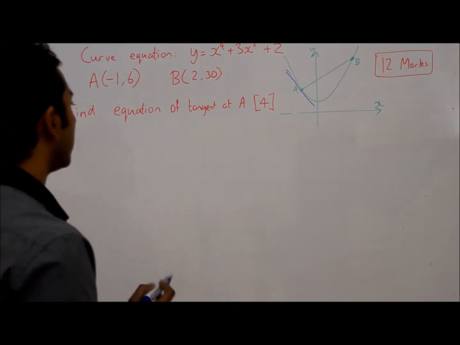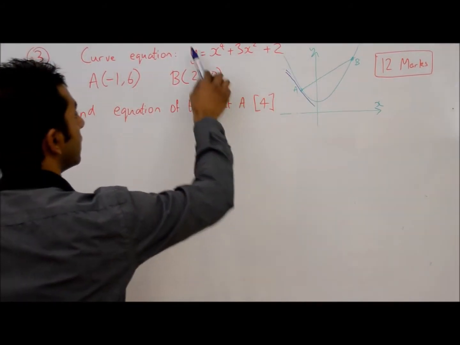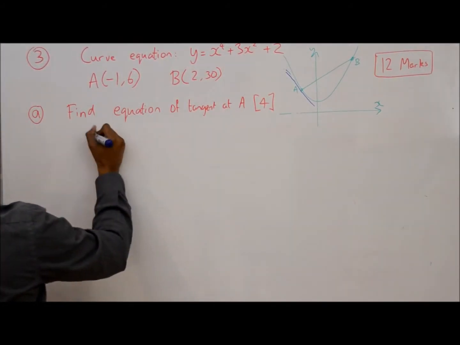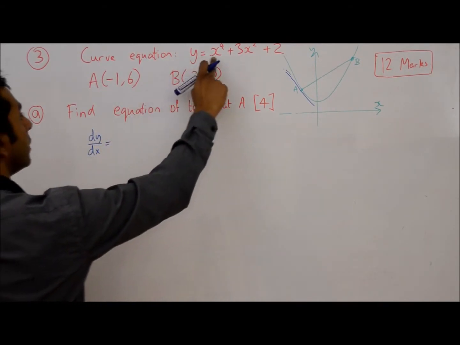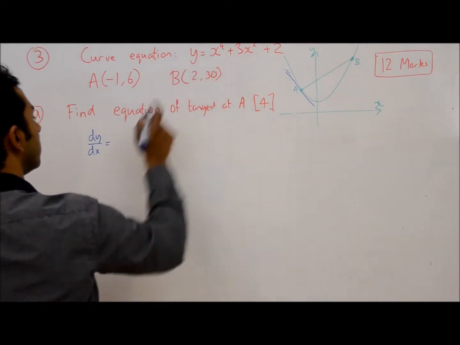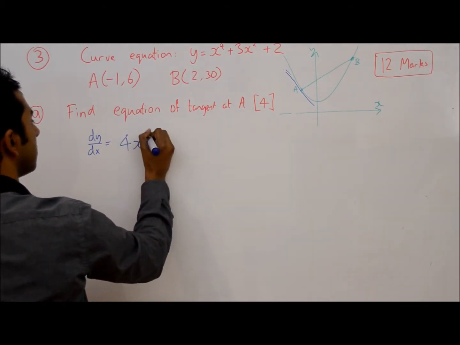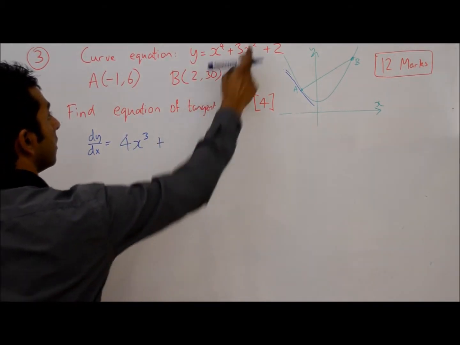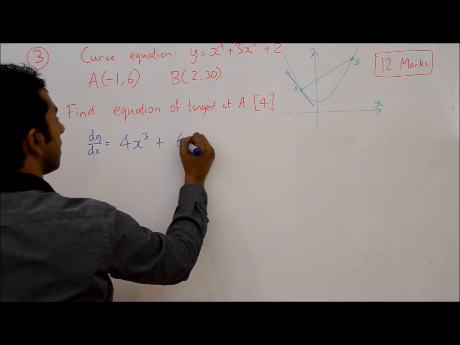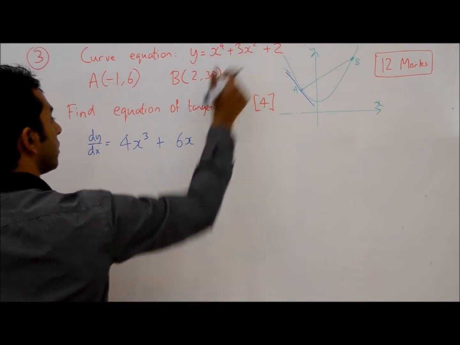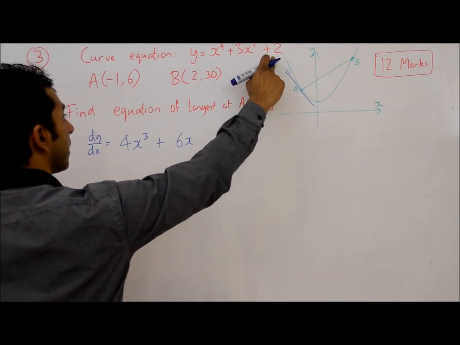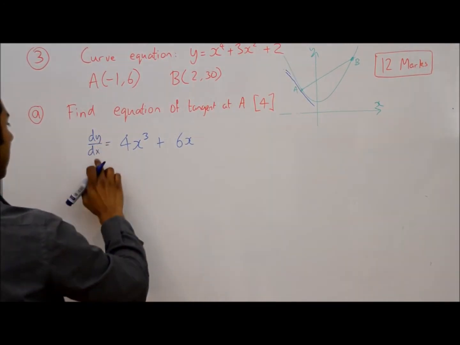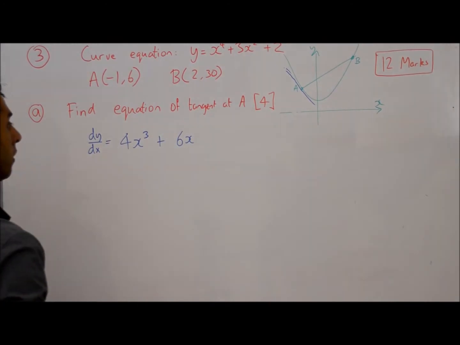Because we're talking about the equation of the tangent of a curve, the first thing we need to do is differentiate. So dy by dx, we differentiate this, so this becomes 4 comes to the front, x, and then reduce the power by 1. 2 times 3 is 6, x, reduce the power by 1, so it becomes 6x to the power 1, I won't write that. And 2 is a constant, so that will just disappear. So dy by dx is equal to this.